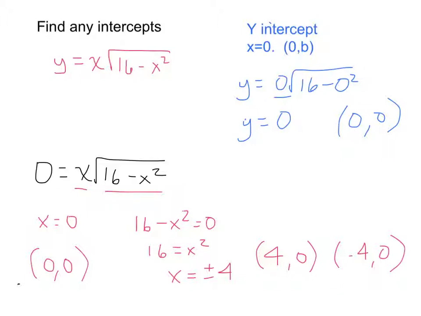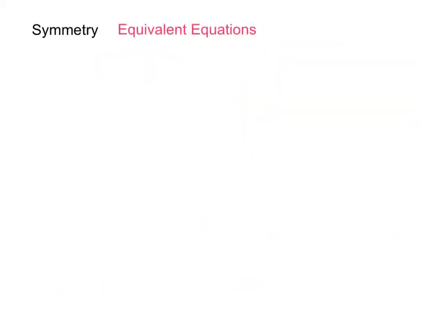Next thing we need to talk about is symmetry. With symmetry, what we're looking for are equivalent equations. Simply put, there are three different types of symmetry we're going to check for: y-axis, x-axis, and origin. For y-axis, what we do is take x to negative x to see if it's equivalent. X-axis is just the opposite.